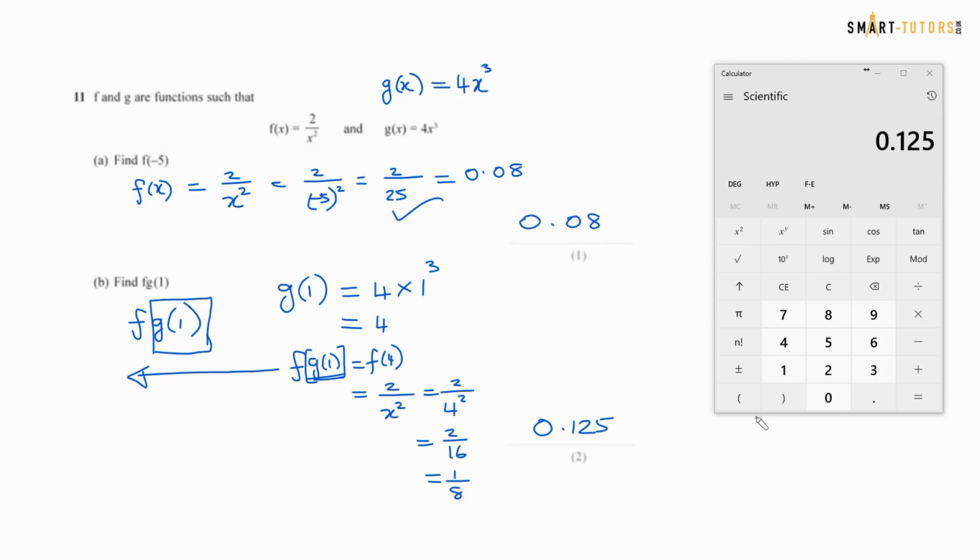I'll keep it as a decimal, 0.125. If it were a recurring decimal, I would leave it as a fraction, but this is a nice, good decimal number, so I'll leave it as 0.125. That is our final answer for question 11.